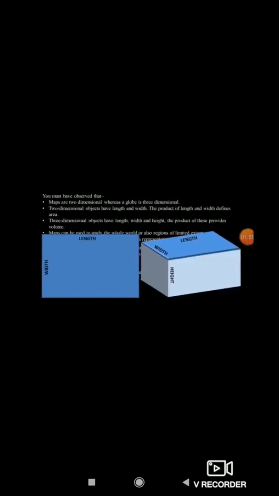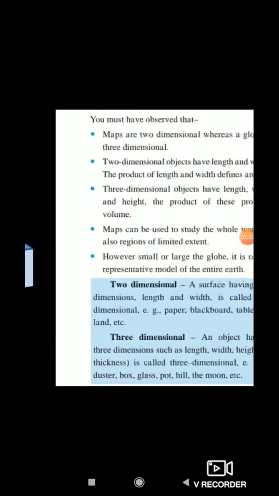See the picture. First, see the rectangle. The rectangle has only length and width. It is two-dimensional. So you can see the map is a two-dimensional object. It is a flat device. Two-dimensional object and three-dimensional object. See this second picture, cube. The cube has width also, length also and height also. The cube is an example of three-dimensional.